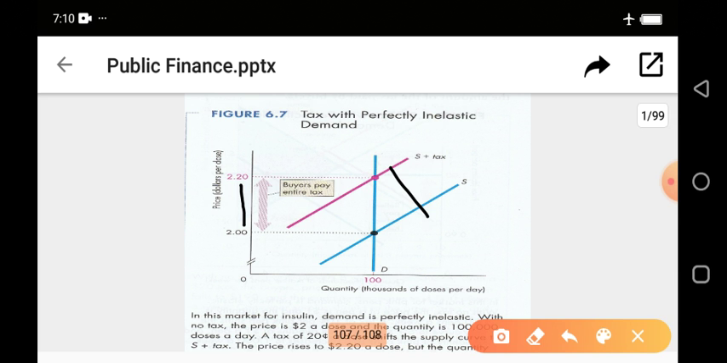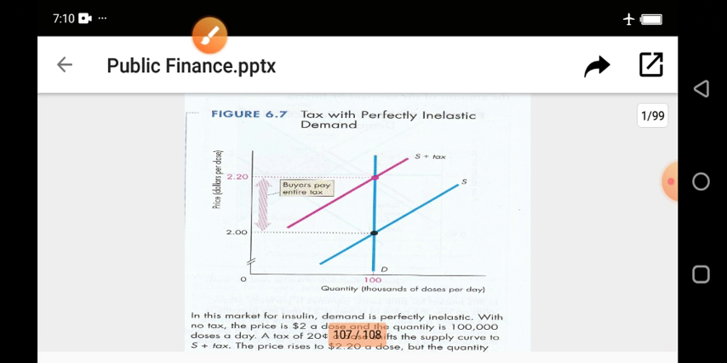So in this case, because insulin has no close substitute, the producer can conveniently shift the burden of such tax onto the final consumer. So he does not even need to share anything. That's why you see the whole burden of this tax is carried by the consumer. I will repeat that again. The whole burden of such tax is carried by the consumer. So it's the consumer that is carrying the burden.